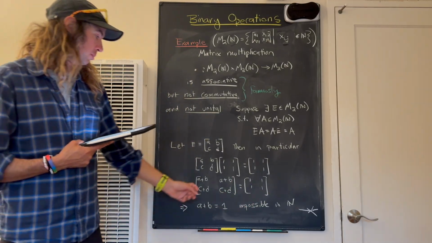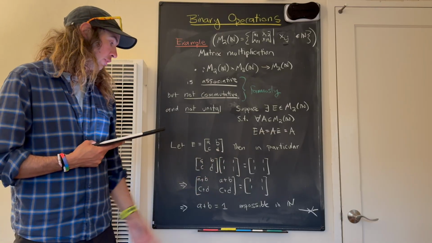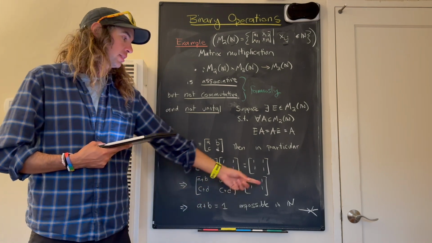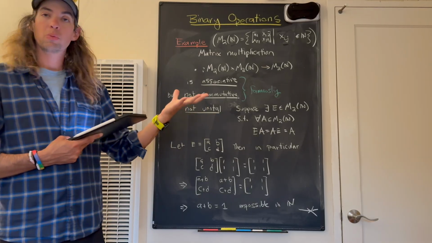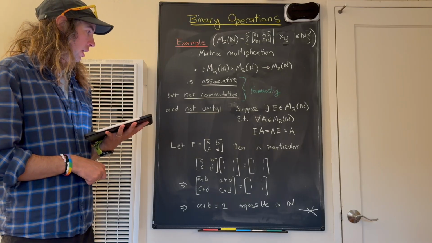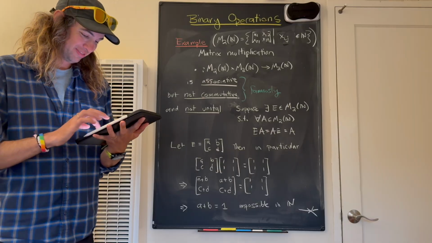However, this implies, if two matrices are equal, then all the corresponding entries are equal, and this implies that a plus b is 1. But of course, that's not possible in natural numbers. It's not possible to take two natural numbers and add them up and get 1. That's our contradiction. Okay, great.